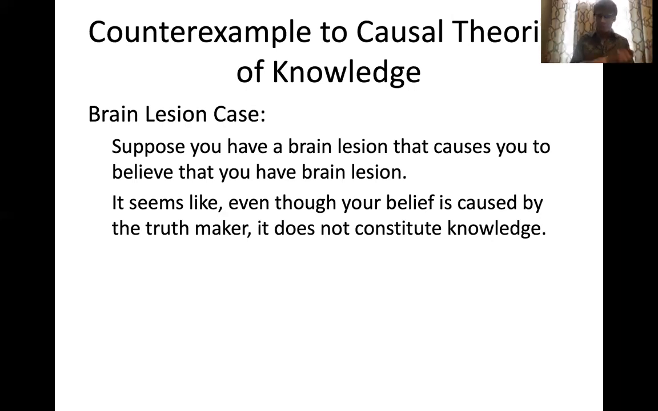Now, that belief is caused by the truth maker. It stands in a causal relation to the thing that makes it true that you have a brain lesion, namely the actual brain lesion in your brain making you believe that you have a brain lesion. But it seems like this isn't quite right. It seems like you don't know that you have a brain lesion, even though the brain lesion is causing you to believe that you have a brain lesion. So it seems like you can believe something, and that thing is true, and that thing stands in a causal connection to the truth maker. Nevertheless, it feels like you don't have knowledge in this case.